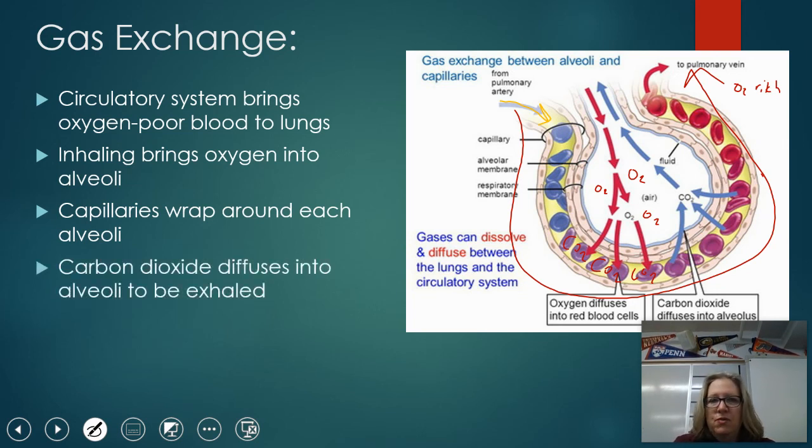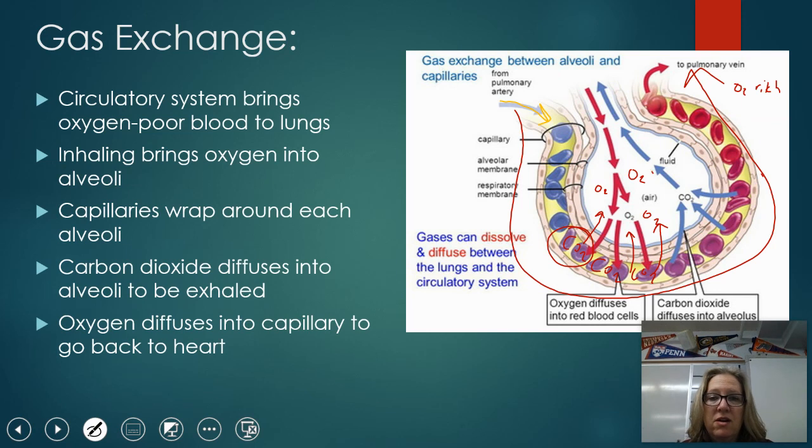This happens by diffusion. I don't know if you remember diffusion from the first chapter of the year. Diffusion is something moving from a high concentration to a low concentration. Okay, so since there's a higher concentration of carbon dioxide in the blood and a lower concentration of carbon dioxide in the alveoli, the carbon dioxide diffuses into the alveoli. Okay, the same is true for the oxygen. There's a higher concentration of oxygen in the alveoli and a much lower concentration in the capillaries, and so it moves into the blood. Okay, and so now these nice bright red blood cells are oxygen rich, and that's going to go back to the heart to be pumped to the rest of the body.